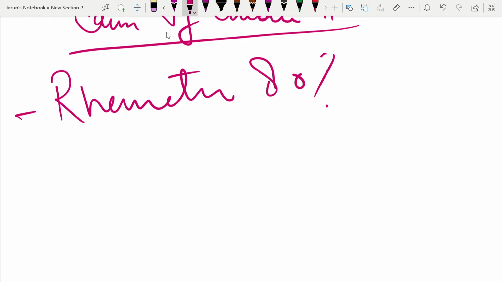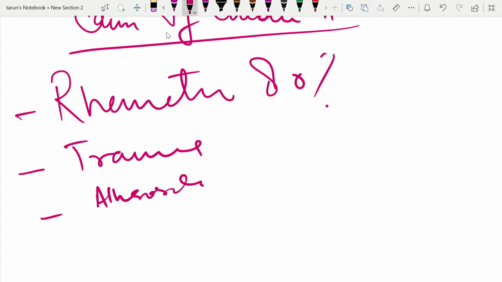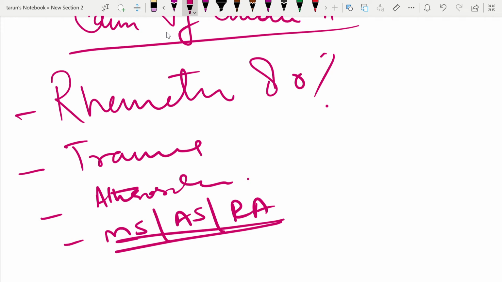History of exposure should be taken for syphilis. So rheumatic you remember. Then trauma can cause aortic regurgitation. Then bicuspid aortic valve, atherosclerosis, you can add, atherosclerosis can cause the aortic regurgitation. Then Marfan syndrome, ankylosing spondylitis, rheumatoid arthritis. Very, very important. Marfan syndrome, ankylosing spondylitis, rheumatoid arthritis can cause aortic regurgitation. Then we can have Reiter syndrome, dissecting aneurysm of the aorta, and syphilis. These are called causes of aortic regurgitation.